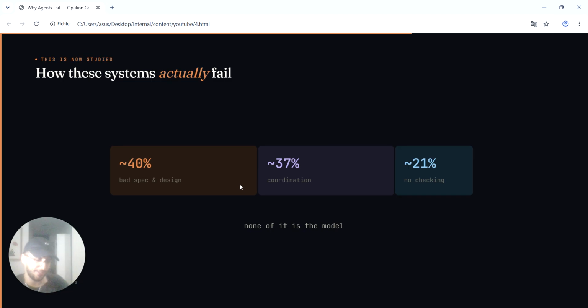Here's the punchline that ties this entire talk together. None of it is the model's fault. The study went looking, and the failures were in the design itself, the coordination, and the checking. It was never about the intelligence. So my war stories are not random exceptions to this research. They are this research playing out in the field, with the dollar figures around these failures attached.